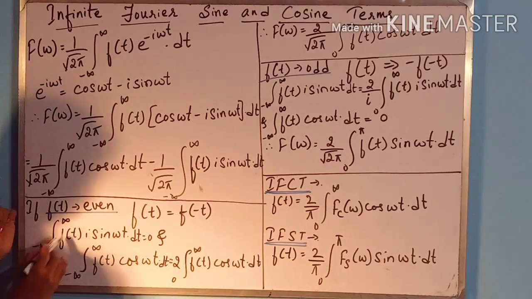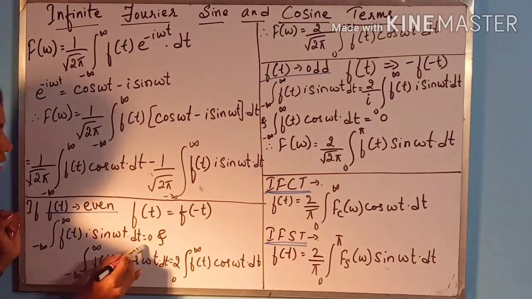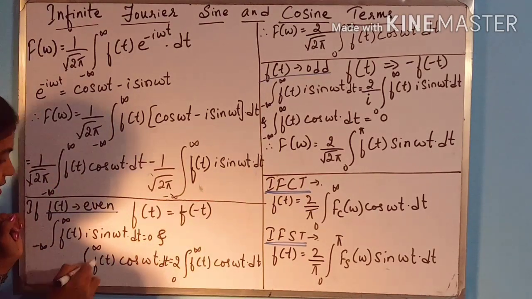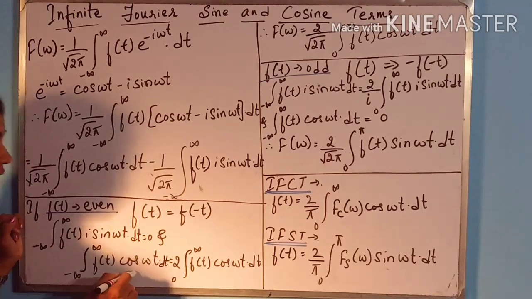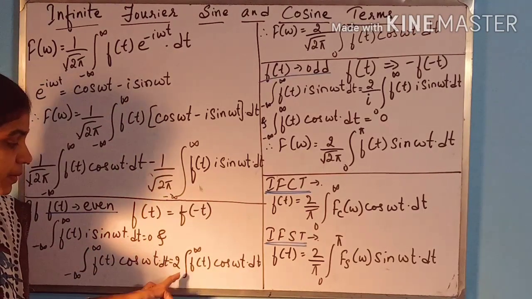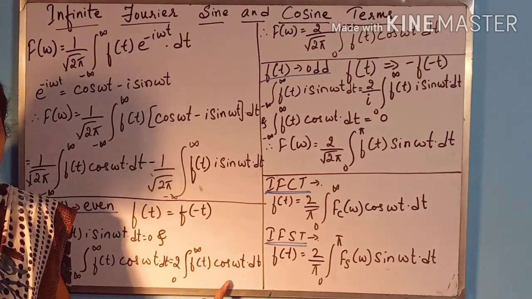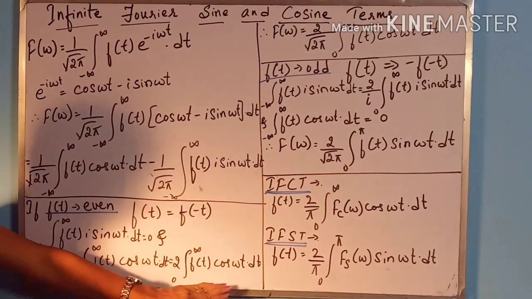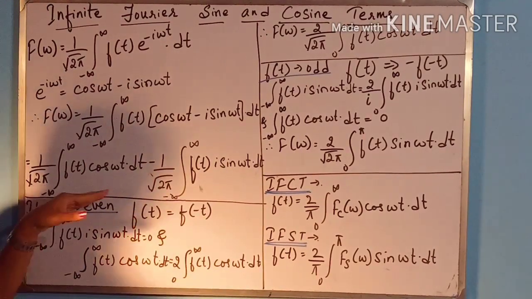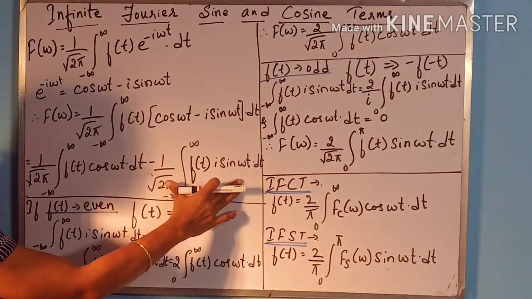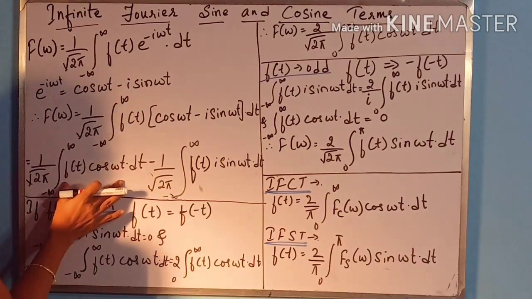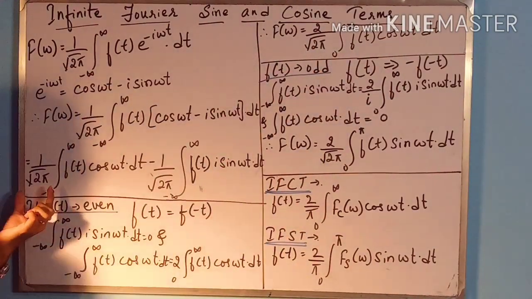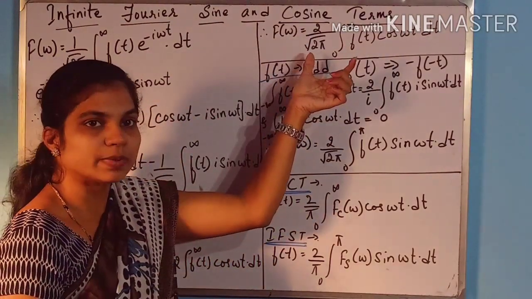That is, the integral from minus infinity to infinity of f of t i sin omega t dt is going to become equal to 0. And the integral from minus infinity to infinity of f of t cos omega t dt is going to become twice the integral. So when I substitute this, this complete part is equal to 0, and this is going to be 2 times the integral. I already have a root 2 pi here, so I will put this 2 by root 2 pi here.